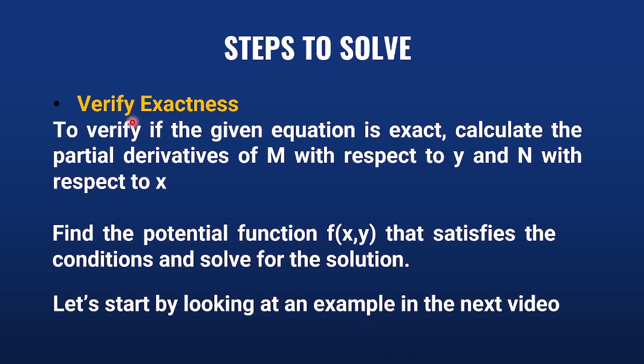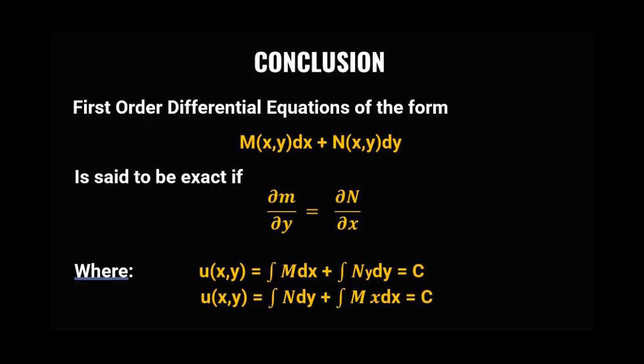Moving forward, you are going to verify the exactness. To verify if the given equation is exact, you have to calculate the partial derivatives of M with respect to y and that of N with respect to x. You are going to find the potential function f(x,y) that satisfies the conditions and solve for the solution. Now let's start by looking at an example in the next video where we will deploy all these rules in solving a lot of problems.